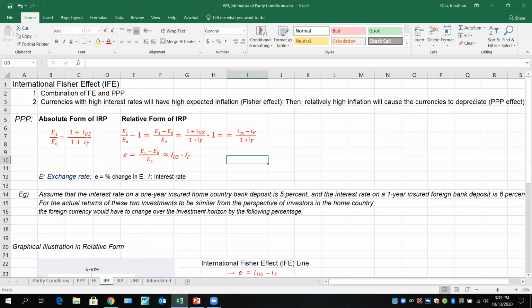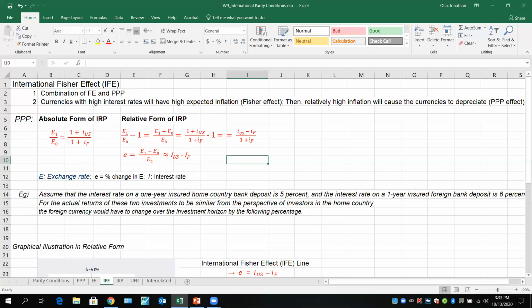So to explain the international Fisher effect, you need the Fisher effect and purchasing power parity, because it is a combination of the two. That's why I included the Fisher effect there. Without it, there's a gap. The Fisher effect bridges between purchasing power parity and the international Fisher effect. So this is the complete form of the international Fisher effect.